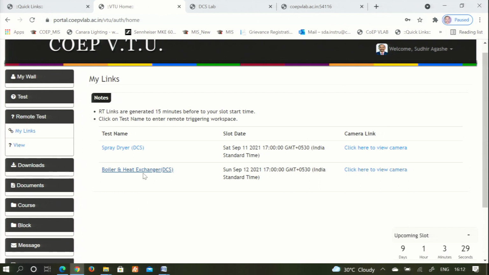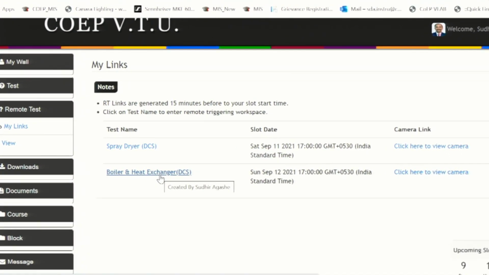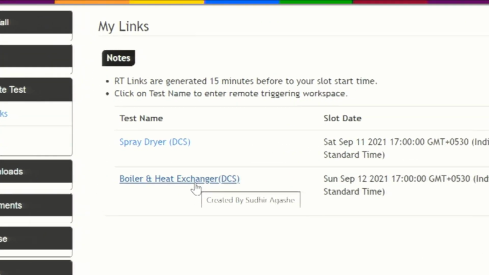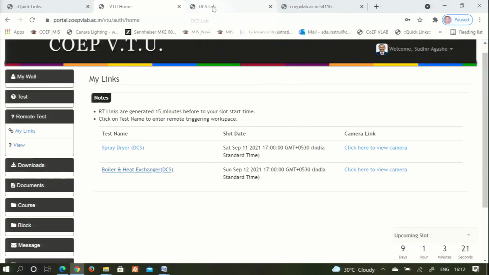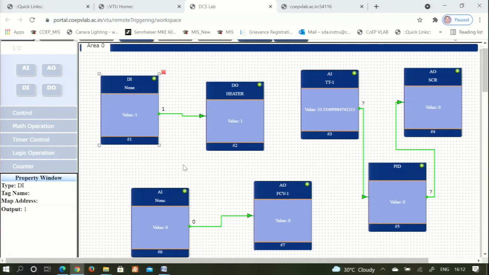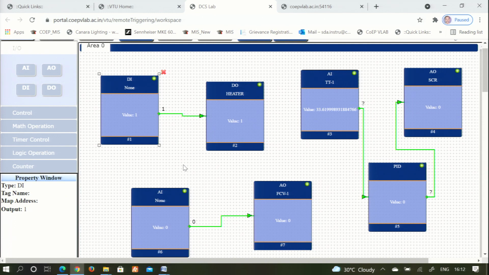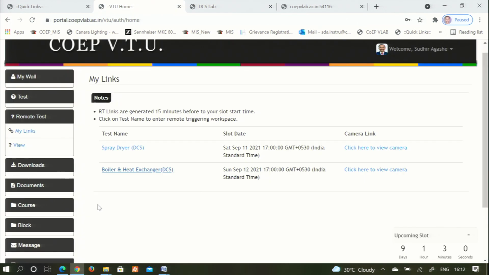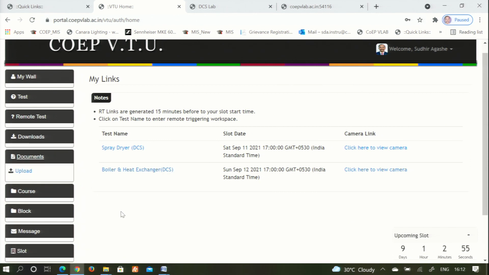Now, if you click on the boiler and heat exchanger pilot plant, you will go to this screen. This is nothing but a control system which is going to operate this plant for you, and you have to develop the logic for that. When I say you have to develop a logic, it means you need to know how that plant works. Now, from where will you get that information? If you go to these documents, they are available for you.